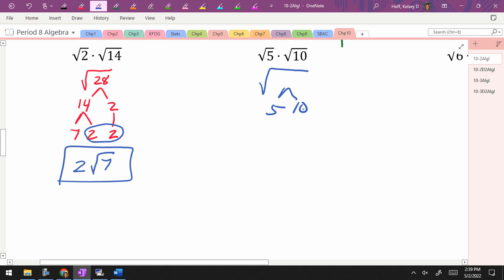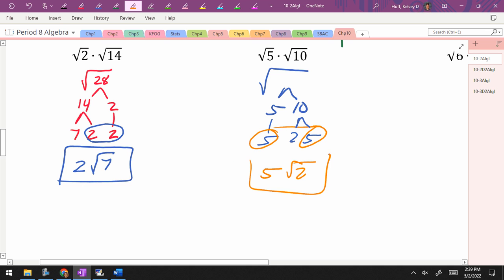Follow me? And 10 breaks down to be 2 and 5, and this 5 comes down. Do you have any numbers that are the same? 5 and 5. It doesn't matter that they're not next to each other. This 5 and this 5. I write it down once, and then my 2 doesn't have a buddy. So I have 5 times the square root of 2.